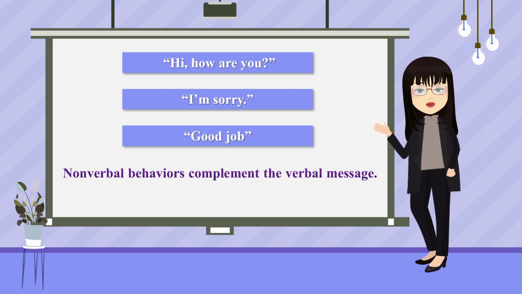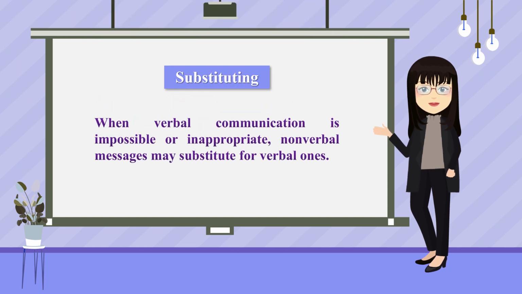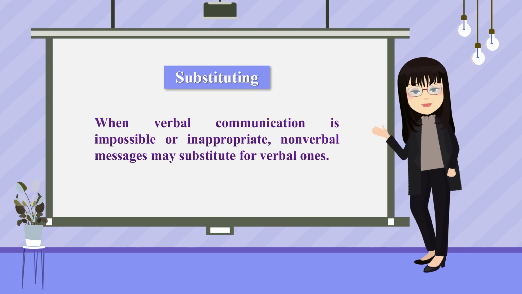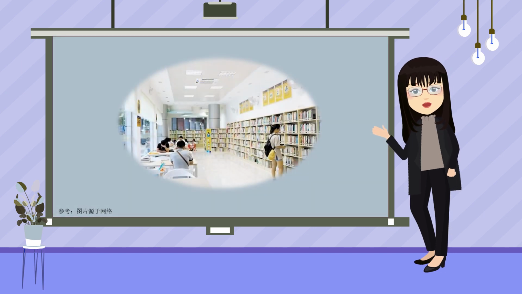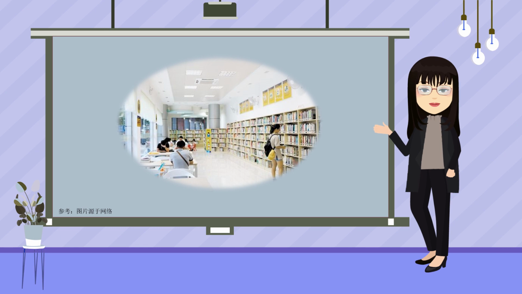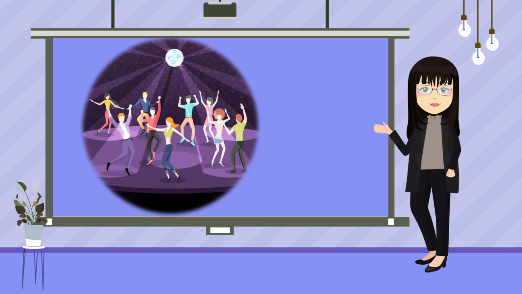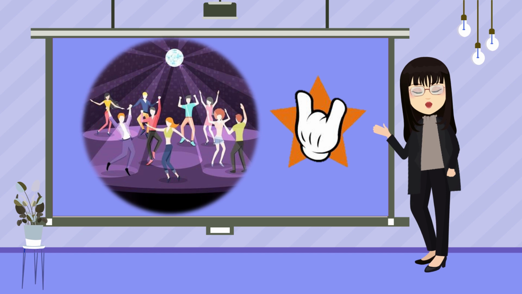The third function is substituting. When verbal communication is impossible or inappropriate, nonverbal messages may substitute for verbal ones. For example, in a quiet situation where verbal communication would be disturbing, or in a crowded or loud place, we may use gestures to substitute for words.